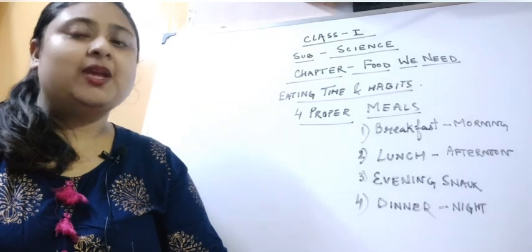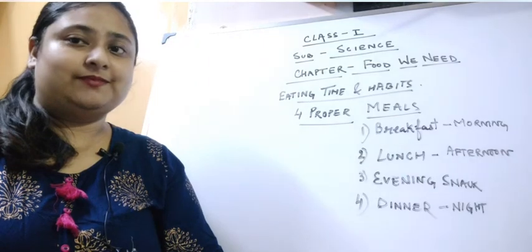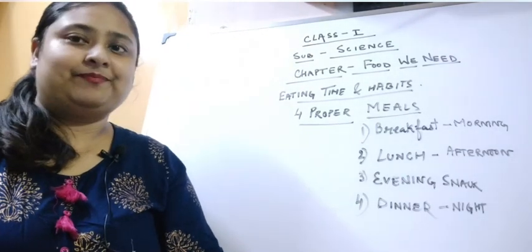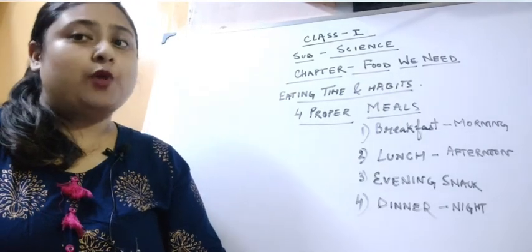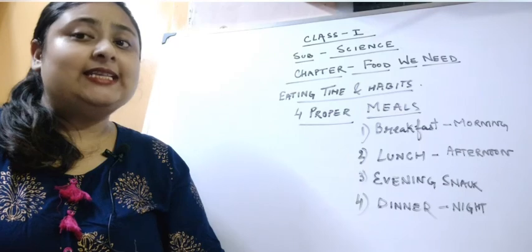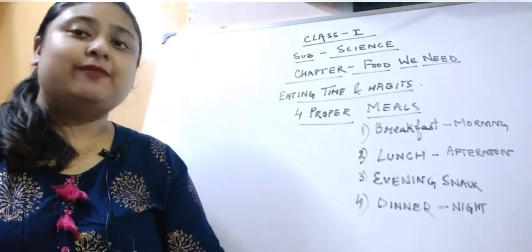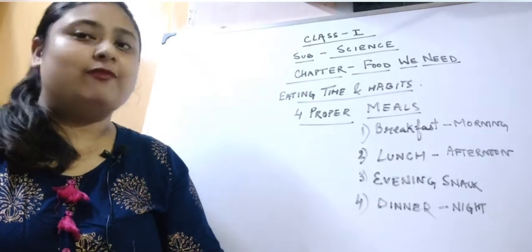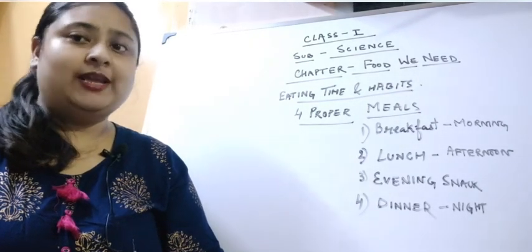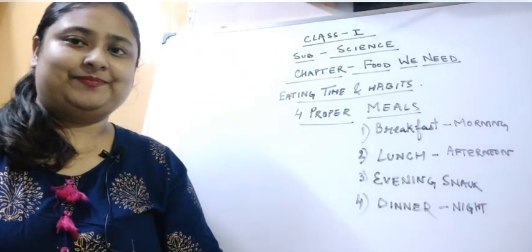Let's find out. Number 1 is breakfast. When do we have our breakfast? We have our breakfast in the morning. Always maintain the proper time of having the breakfast. If it is 8 a.m. in the morning, then maintain this time every day. It's very important and healthy for our body. We can have a light breakfast in the morning like bread, milk, cornflakes, etc.